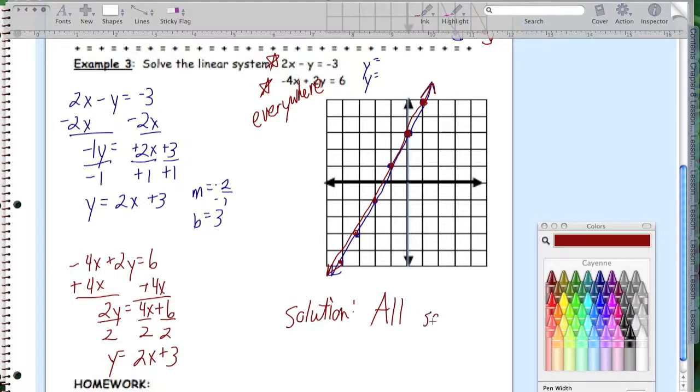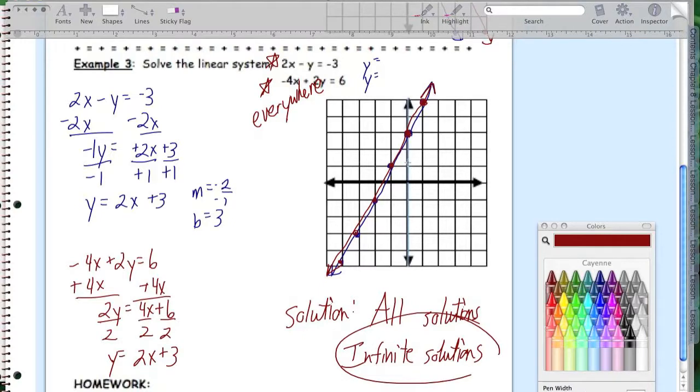So our solution set here, our solution would be all solutions, or better said, infinite solutions. Go with that one. Infinite solutions because there's an infinite number of points that fall on this line. It's basically any point that falls on the red line is also going to fall on the blue line. So there's an infinite number of them.